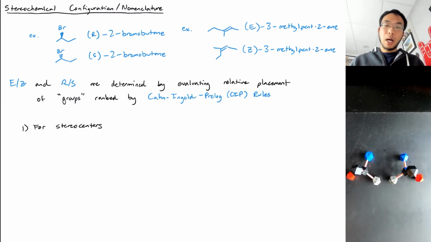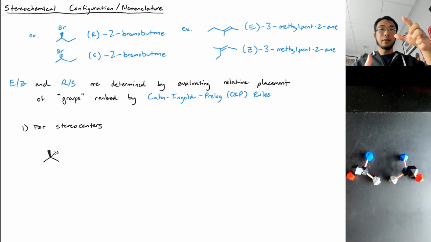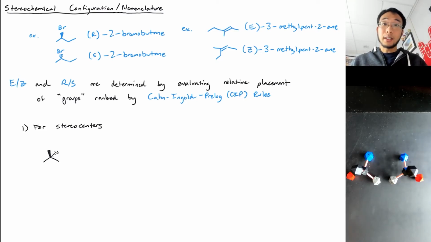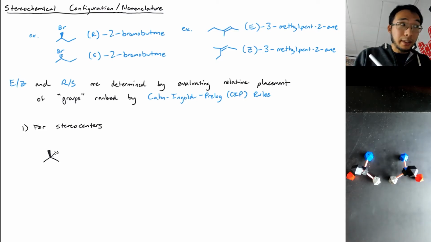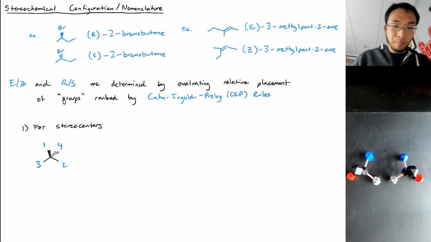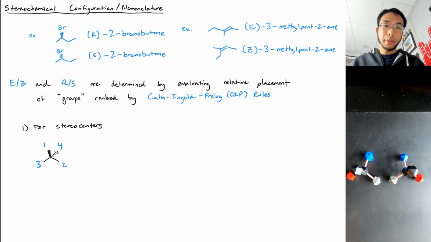I want to go through how we figure out E and Z or R and S before we actually talk about the rankings, because the rankings take a little bit more time. So we'll start with stereocenters. If I have a molecule that has a stereocenter in it, so a tetrahedral atom with 4 different groups around it, and let's say I've determined that the rankings go like this: 1, 4, 2, 3. I'm going to call 1 the highest ranking and 4 the lowest ranking.